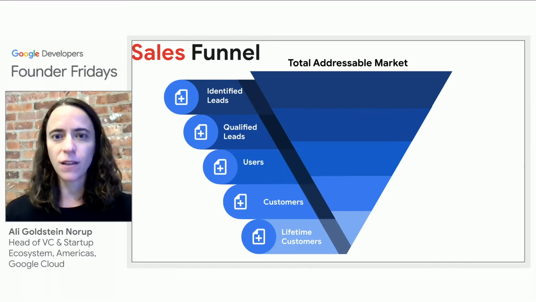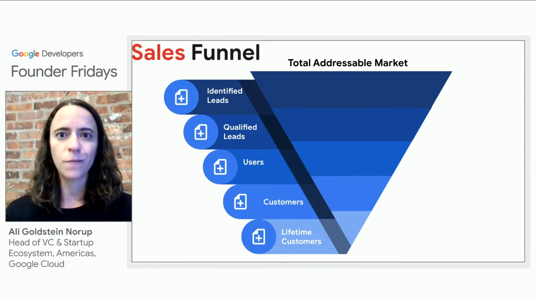With that, let's think about it this way. Very specifically, we have a total addressable market, and let's say we start off with 1,000 identified leads. We have a 10% conversion moment from identified to qualified, and even more so from users to customers. So we start with 1,000, we go to 100, and from that 100, we go to 10, maybe ultimately getting us to one lifetime customer. That's a lot of effort along the way.